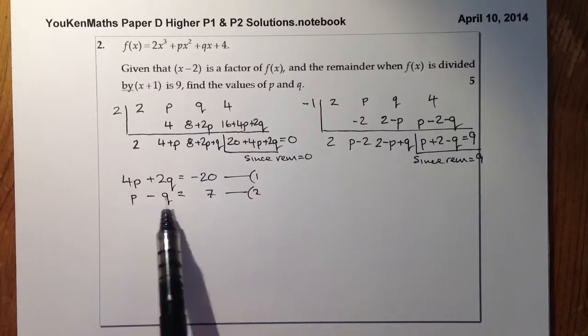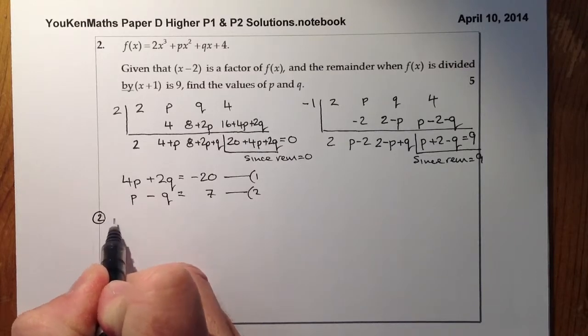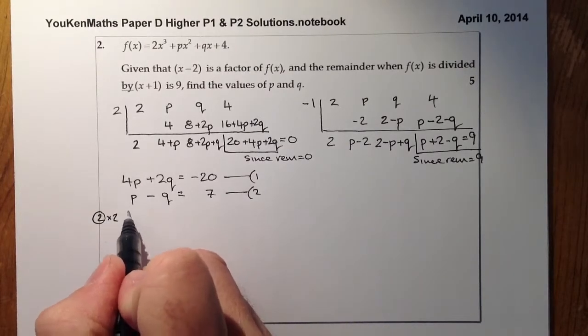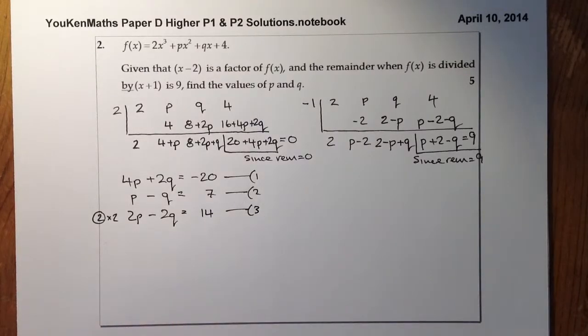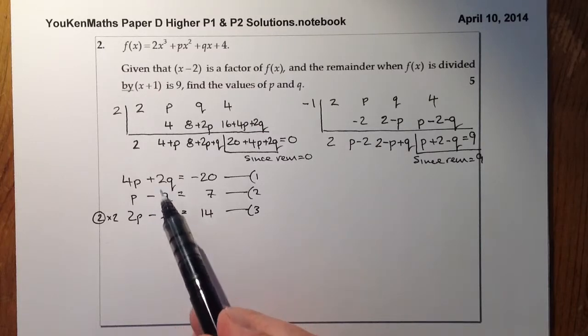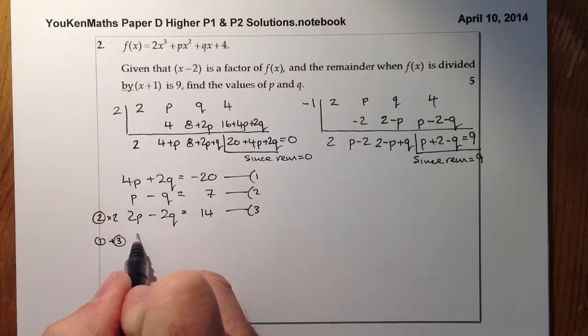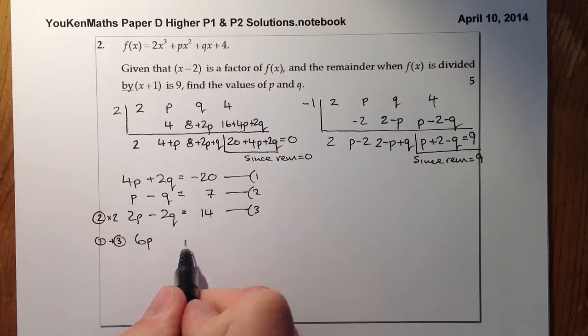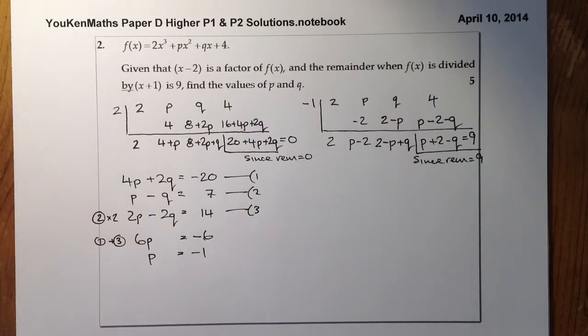All I need to do is solve these. First of all I'll scale by multiplying equation 2 by 2, so that gives me 2p minus 2q equals 14. I'll label that equation number 3. The way I'll do the simultaneous equations here, I'll add 1 and 3, since the signs there are different. So equation 1 plus 3 gives me 6p, the q's disappear, and that equals minus 6. So from there p is equal to minus 1. So that's me got the value for p already.